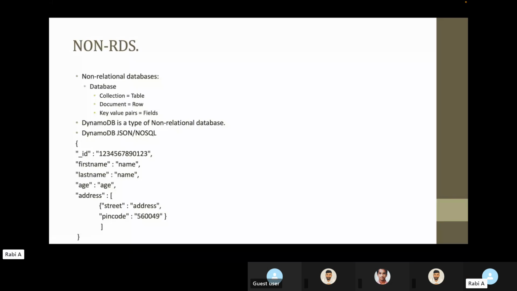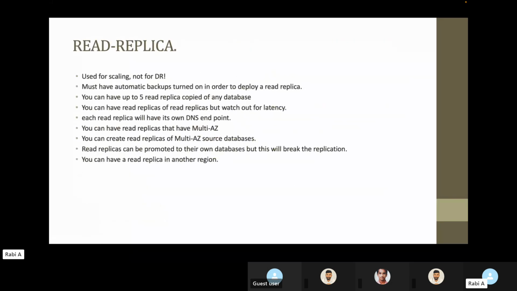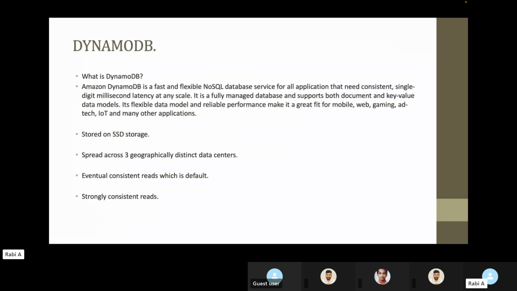All right. Talking about DynamoDB, it is a fast and flexible NoSQL database service for all applications that need consistent single-digit millisecond latency at any scale. So it's a NoSQL database. At any point, if anyone asks you what is the NoSQL database in AWS, DynamoDB is what we're talking about. It's a fully managed database and supports both document and key-value data models.